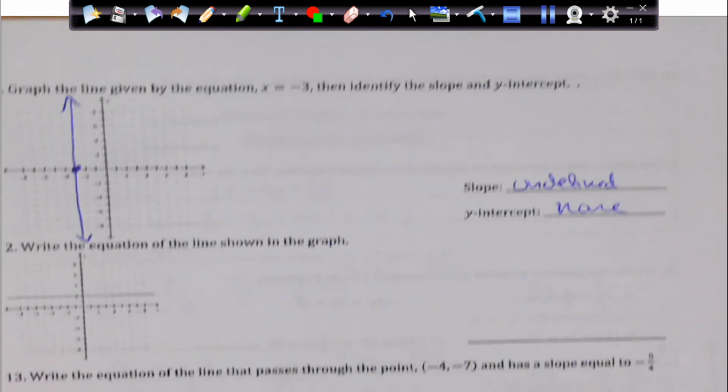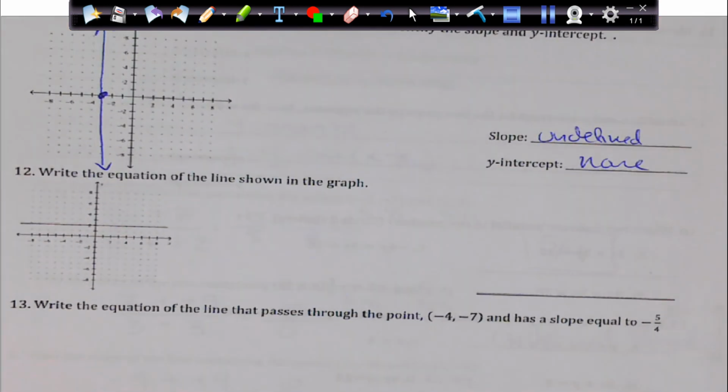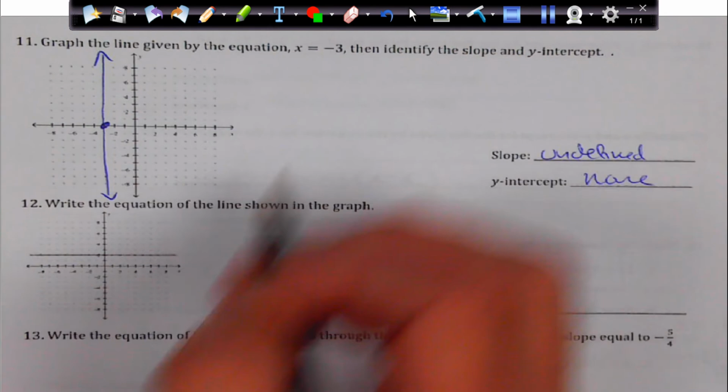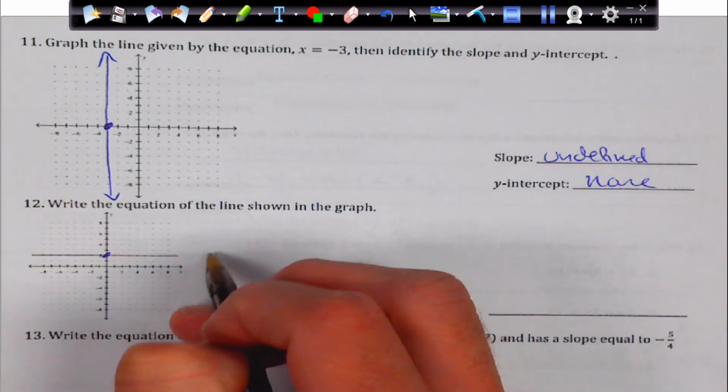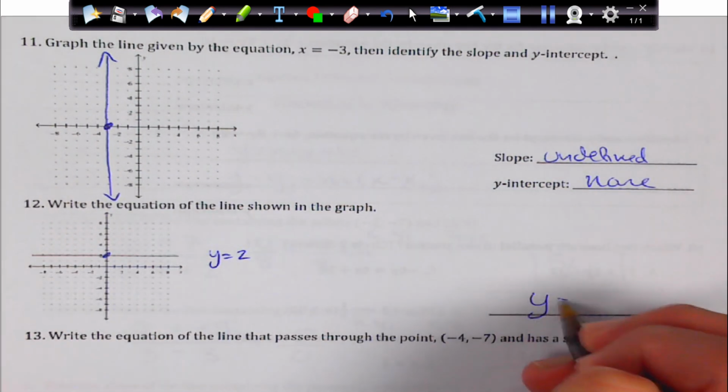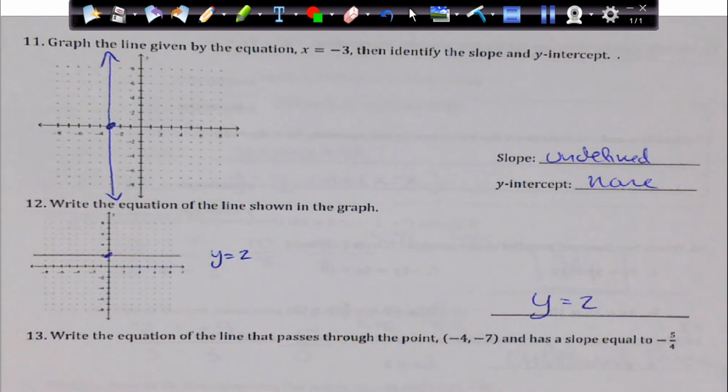It doesn't do it. Write the equation of this graph. So this equation was x equals negative 3. Here we're hitting y at 2, so it's just y equals 2. And that'd be an example of a 0 slope on that one.